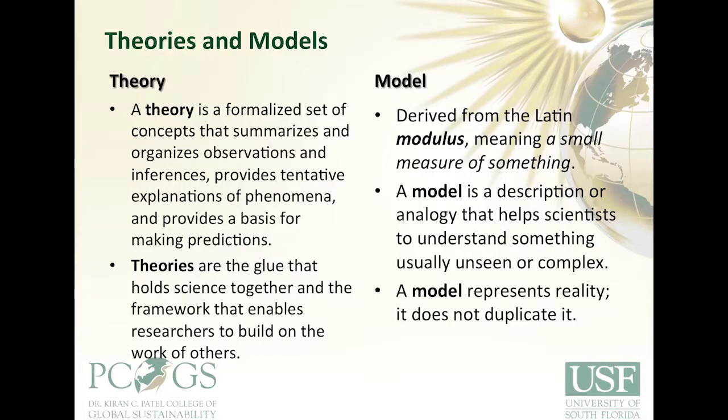Other aspects of research are things called theories and models. A theory is a formalized set of concepts that summarizes and organizes observations and inferences, provides a tentative explanation of phenomena, and provides the basis for making predictions. So it takes a lot of what we've already talked about, and once you have enough of that information, you can form a theory around that.